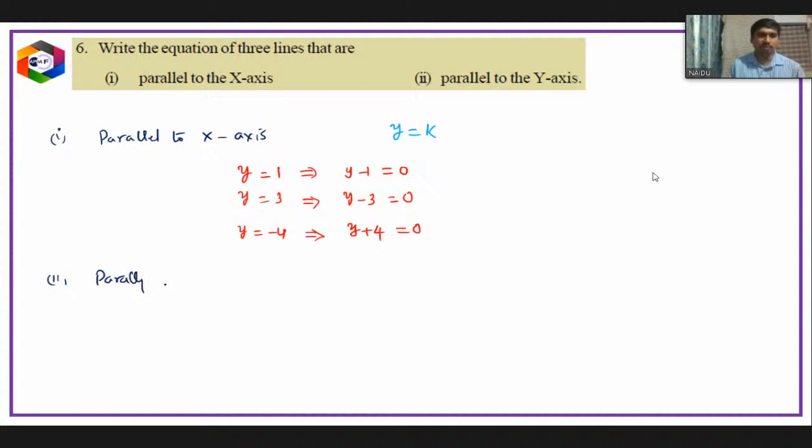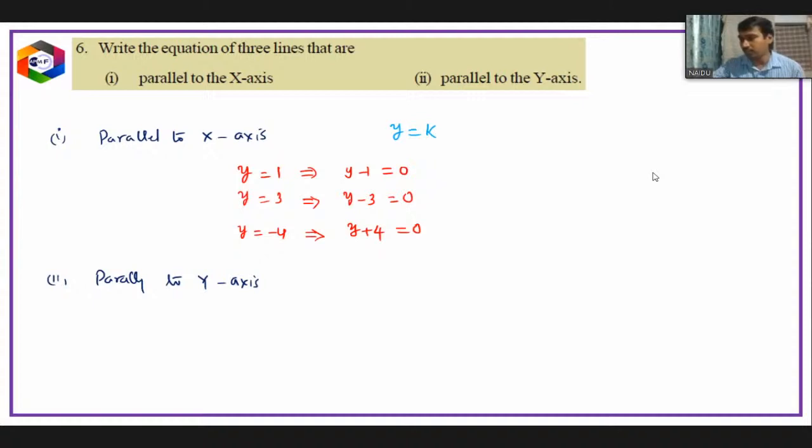Your own parallel to y-axis. Yes, children, I need the answers, all the three. So if it is a line parallel to y-axis, what is the general format? Let us think once. What is the general format? And now, yes, very good.